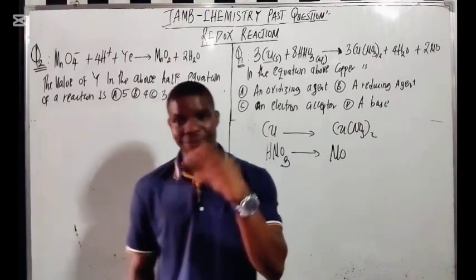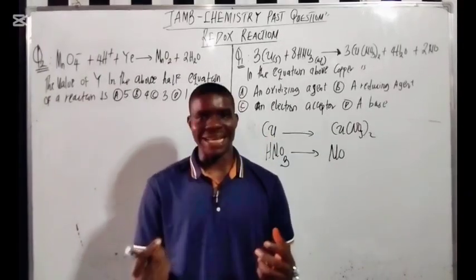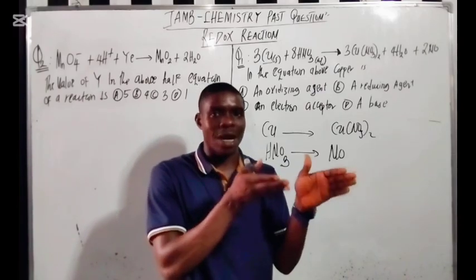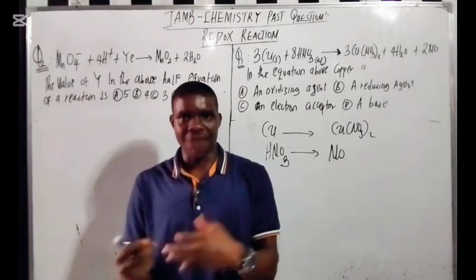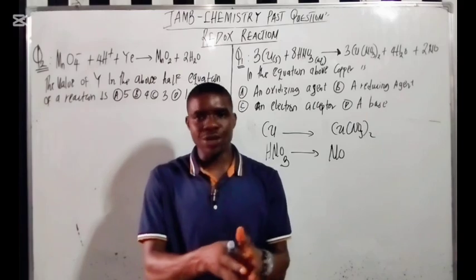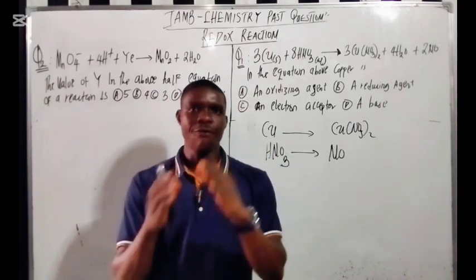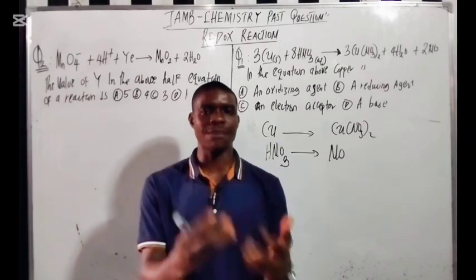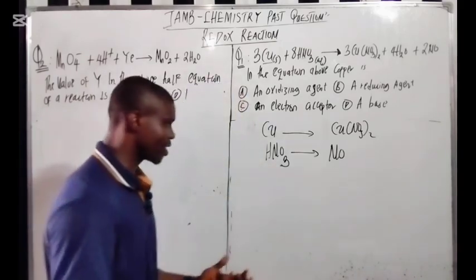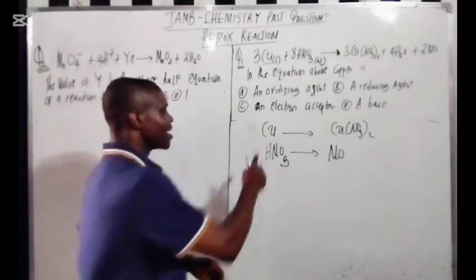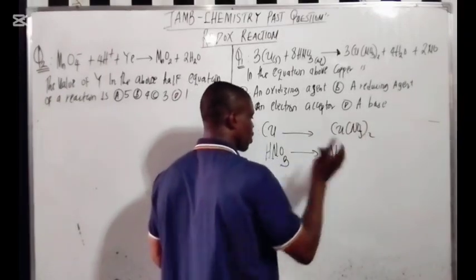Whenever a question is given to you, you are the one who will select how you are going to analyze or define it. Will you define it in terms of oxygen, hydrogen, or oxidation number? To me, the most convenient way to get oxidation and reduction here is through oxygen. Why oxygen? Because there's oxygen here, and there's oxygen here.